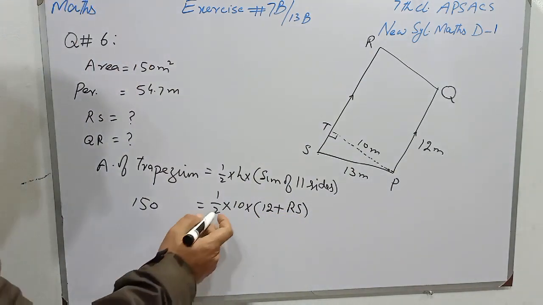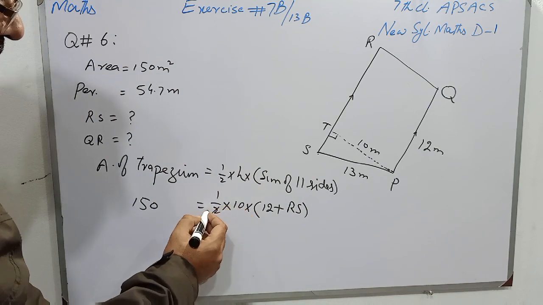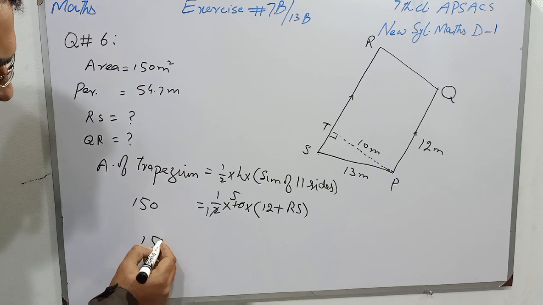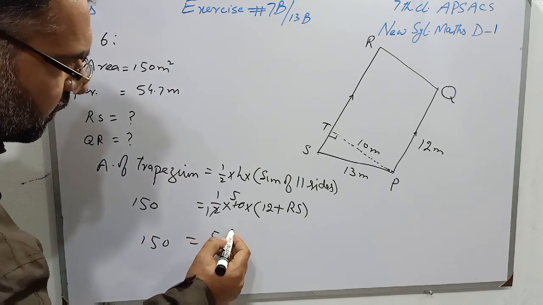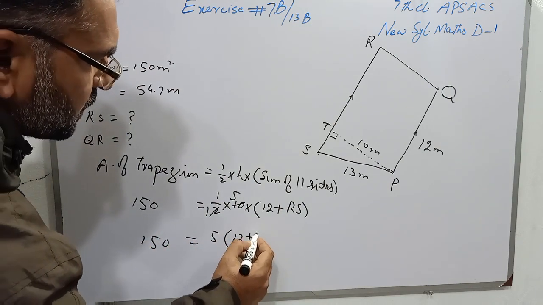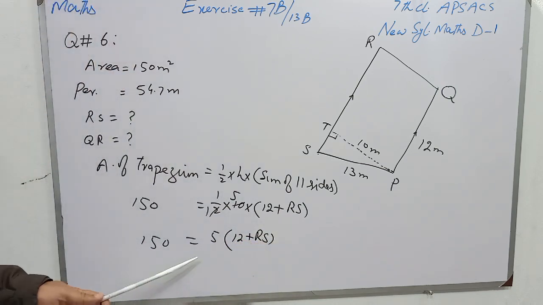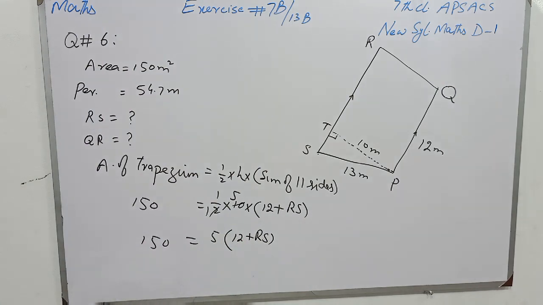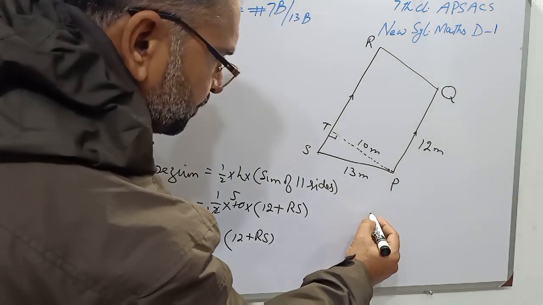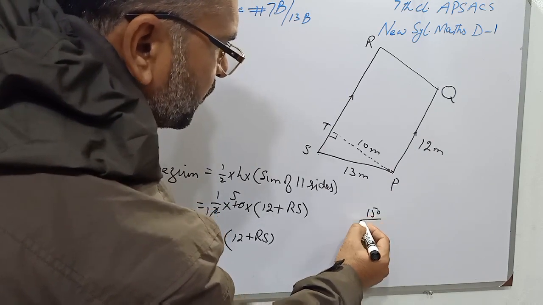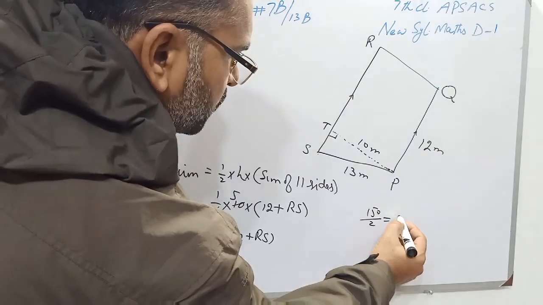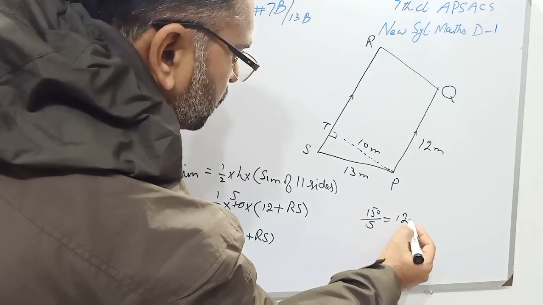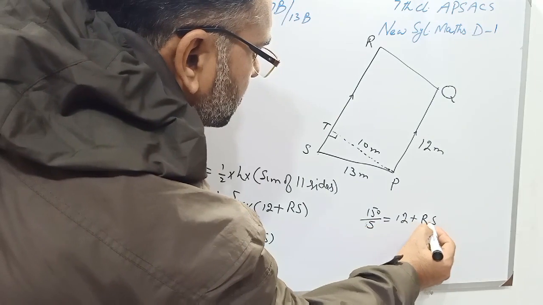Now students, 2 and 10 are the multiples of 2: 2 1s are 2, 2 5s are 10, and it will become 150 is equal to 5 into 12 plus RS. 5 is multiplying with 12 and RS. When we transfer it to the other side, it will divide and be written as 150 over 5 is equal to 12 plus RS.